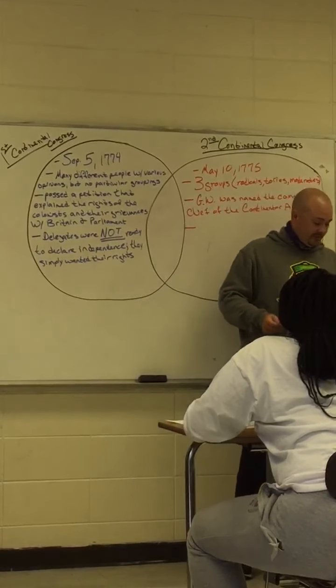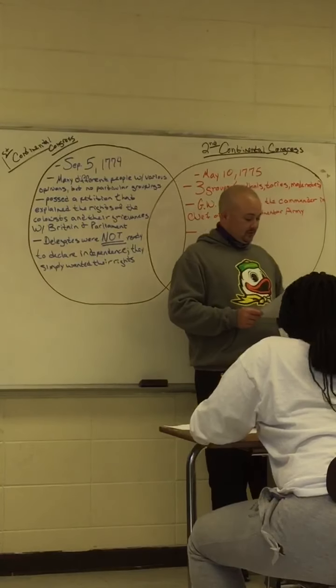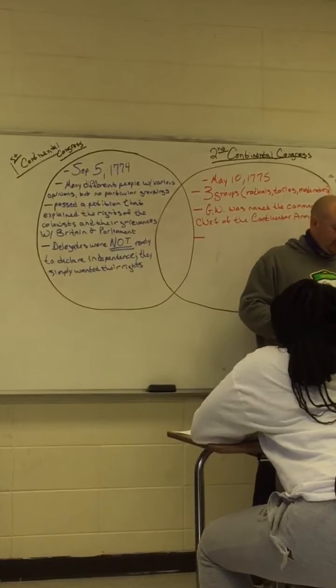Alright, June 16, 1775, George Washington was named the Commander-in-Chief of the Continental Army.